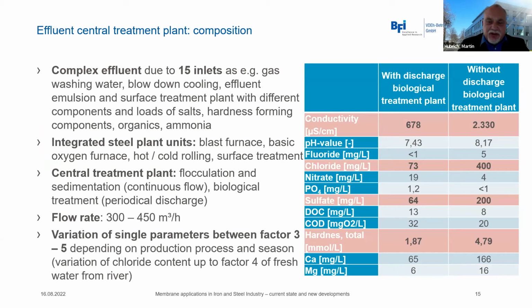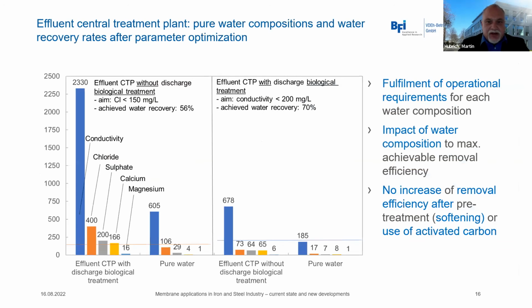And we have two different operational conditions. One is without dosing from the biological treatment plant, and the other with. And we have a variation of the parameter about 3 to 5. So finally, after the optimization, you can see the results here. We were able to fulfill the operational requirements for an internal reuse of the water. And without discharge from the biological treatment, we have a water recovery of about 56%, and with it, we have about 70.